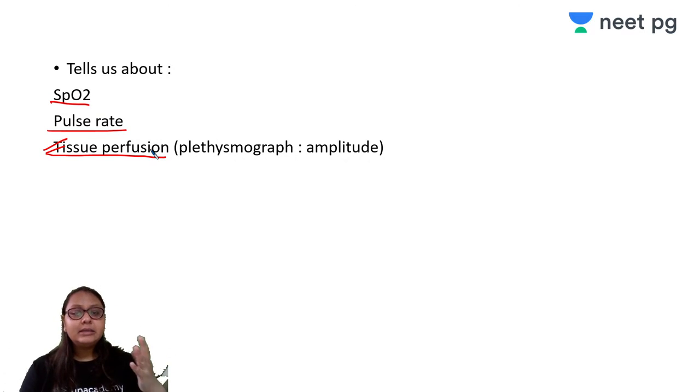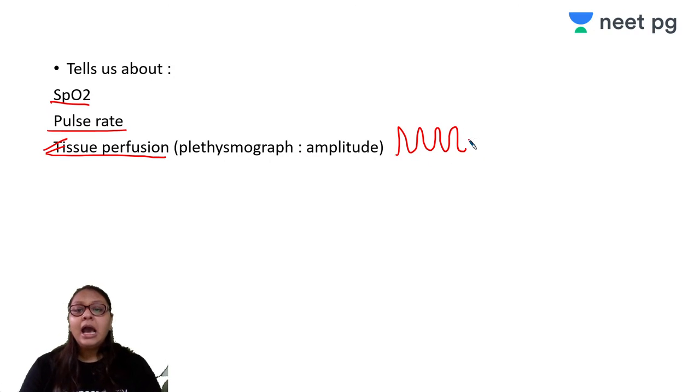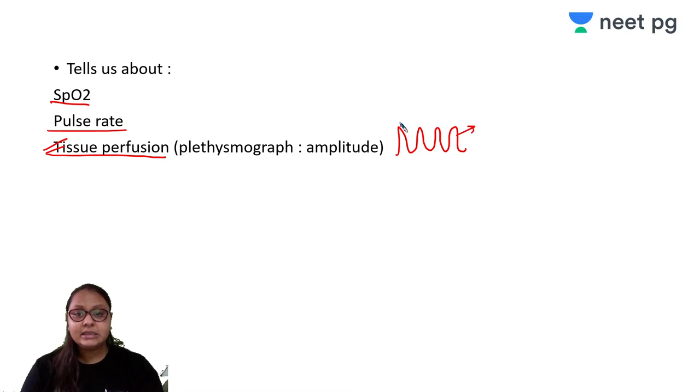How it gives us this: there is a graphic representation seen in the pulse oximeter, and you all must have seen it. This is known as a plethysmograph. I'll tell you in detail in the later slides. The amplitude of this plethysmograph, how high it goes, tells us if the tissue is properly perfused or not.